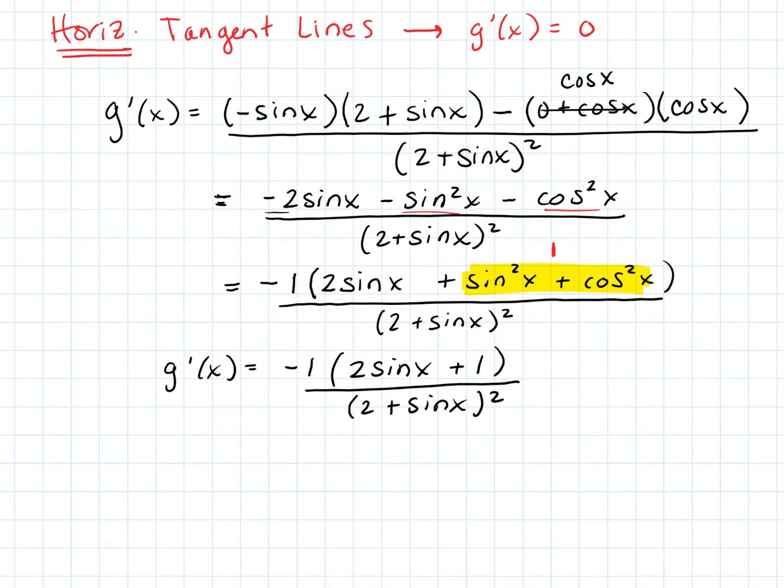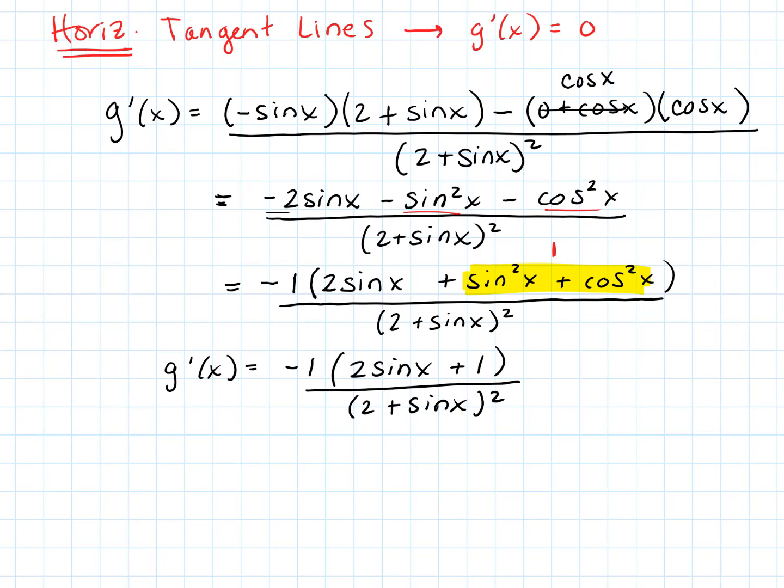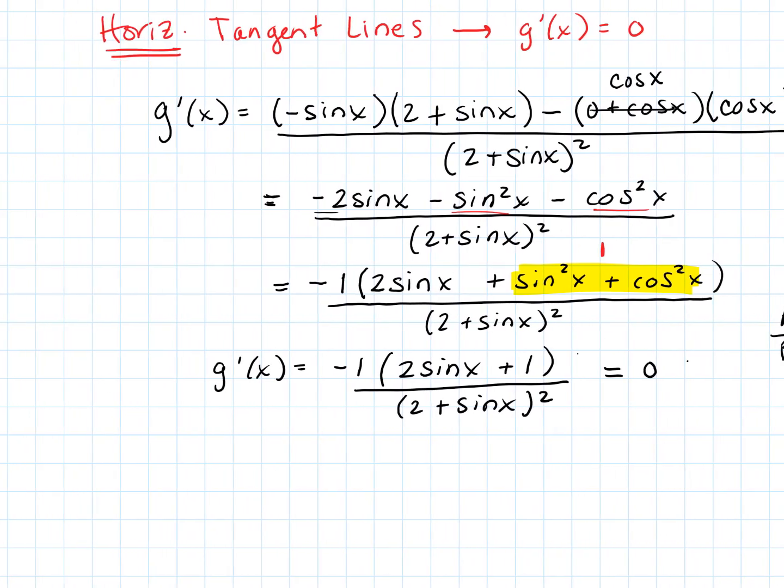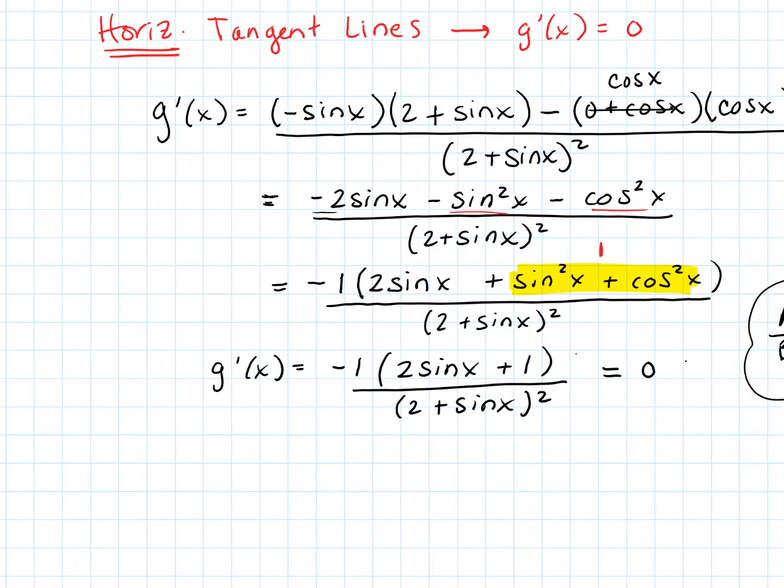Now we're looking for those horizontal tangent lines still, so we want to set this equal to 0. And when would this be equal to 0? Well, when we have a ratio like this equaling 0, the only way that can happen is if the numerator is 0. You could also see that by multiplying both sides by the denominator. But we could also just think about, when is a ratio going to be 0? When you have a over b equals 0, that's going to happen when a equals 0, when the numerator equals 0. Okay, so that's a little sidebar right there.